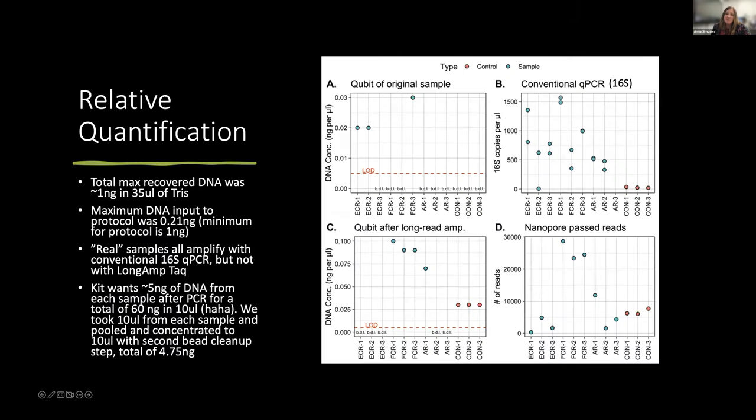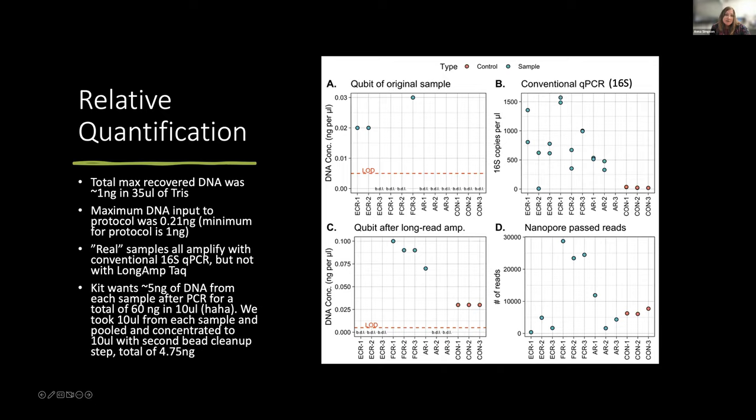So this is probably the most important bit of results that we got out of this, which is here. So here we see the actual samples on the left side of the graph, so ECR, FCR, AR, and then we have the controls on the right side of these graphs. And so on the top left, we have the Qubit of the original sample. Graph B, we have 16S qPCR results. Graph C, we have Qubit after the long read amplification. This is the LongAmp Taq. And then D, we have the number of Nanopore passed reads.